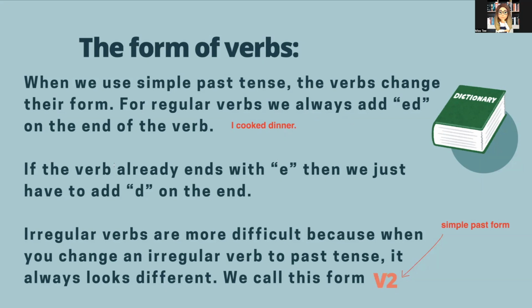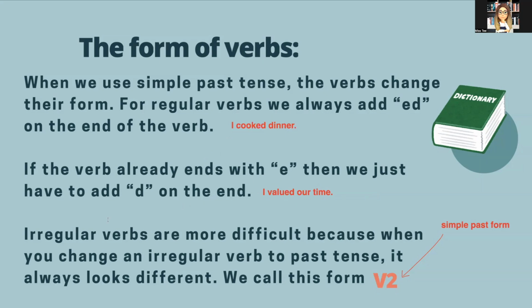But sometimes a verb might already end in E. For example, I can say, I value our time. And so you might say, I valued our time. And because the word value ends in E already, I only need to add D here. I valued our time. And so that's the difference here.